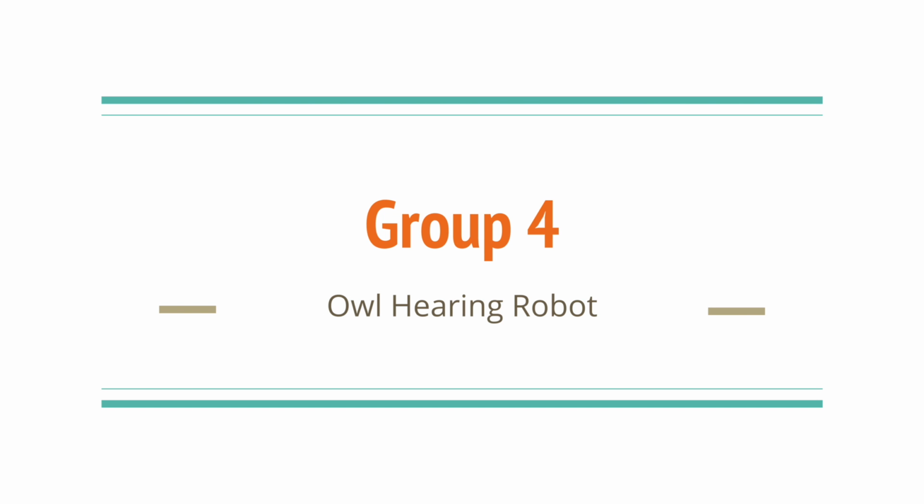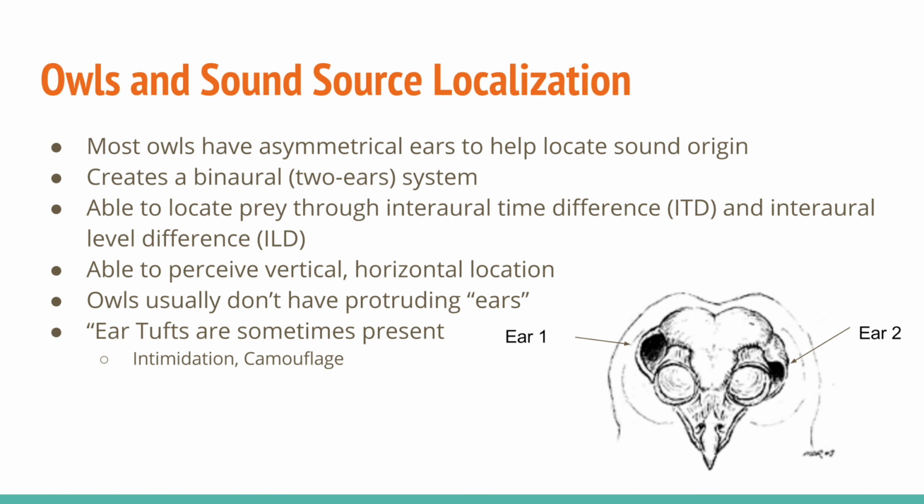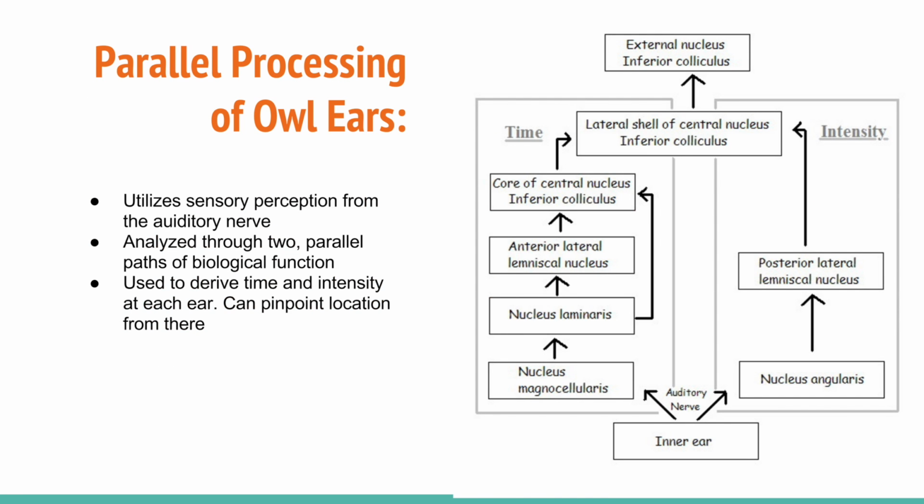Group 4 will be creating a robotic owl to simulate the physiological and scientific concepts utilized by an owl in its search for prey. An owl has asymmetrical ears to help locate the sound origin of its prey. It does this through interaural time difference and interaural level difference in order to perceive the vertical and horizontal location of its prey. Group 4 will replicate this process using a controller, sensors, sound emitters, and a coordinate plane.